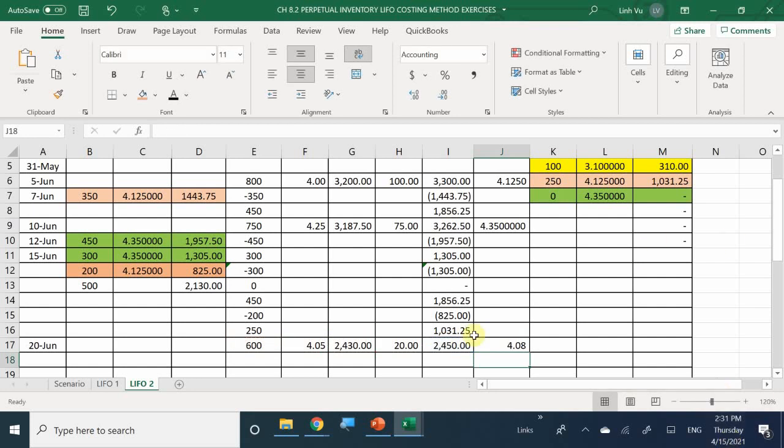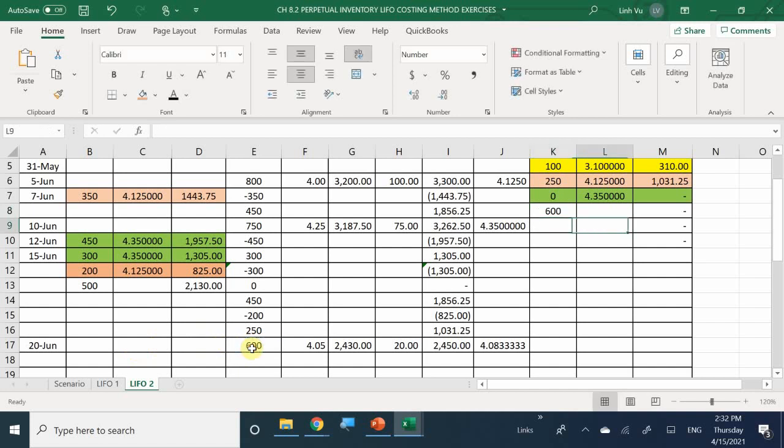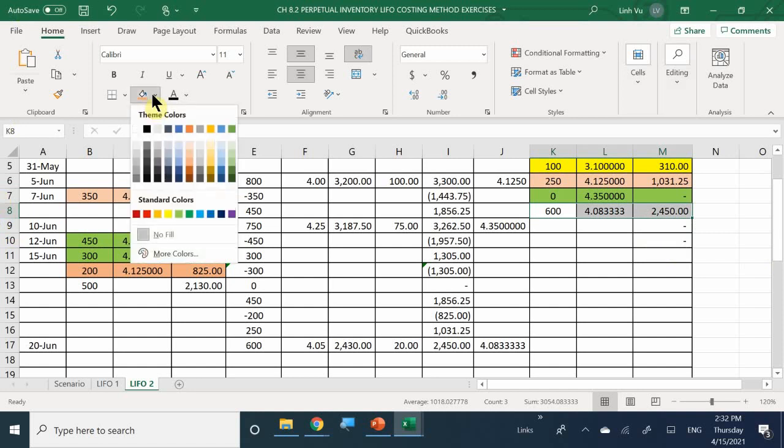And then $4.083333. Okay. So there we are. It's 4.08 with a bunch of threes afterwards. So once again, now that I have a new batch of inventory, I'm going to go ahead and place this into my inventory on hand. And what else? What color am I going to make this association with? We gotta go blue now.